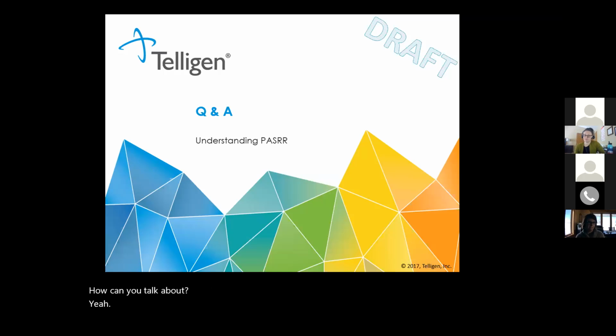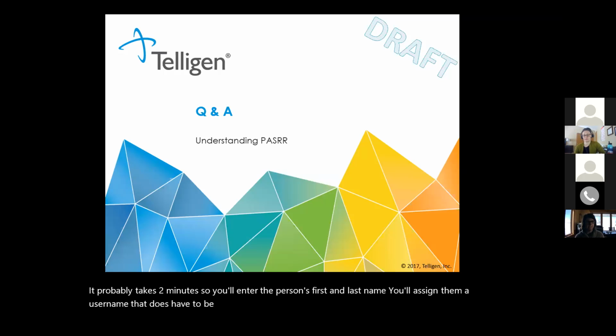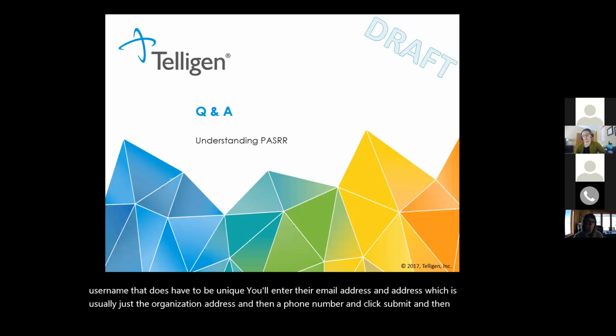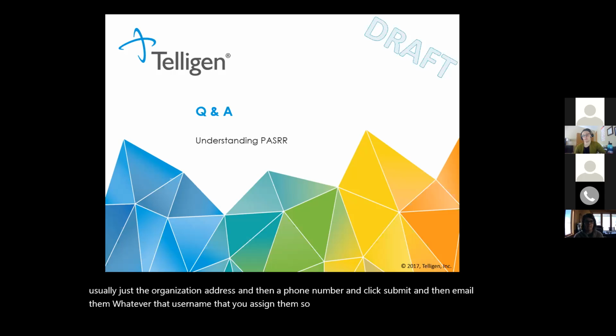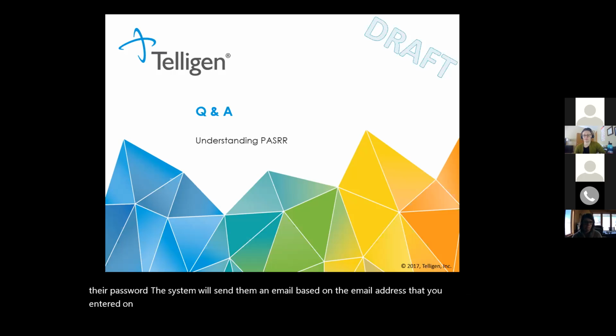It probably takes 2 minutes. So you'll enter the person's first and last name. You'll assign them a username that does have to be unique. You'll enter their email address, which is usually just the organization address, and then a phone number, and click submit, and then email them whatever username you assigned them, so they have that and are able to set up their password. The system will send them an email based on the email address that you entered on their account with the activation link. So honestly, it takes less than 2 minutes to set up an account.